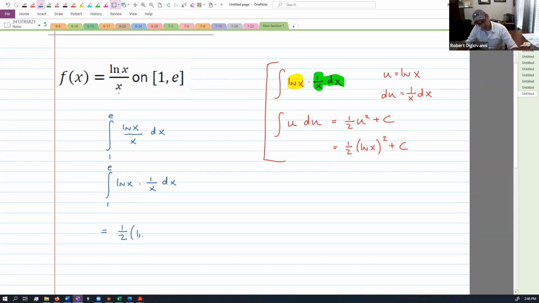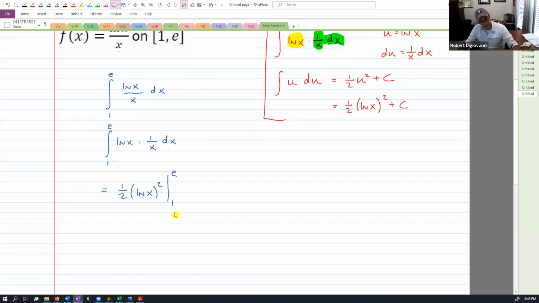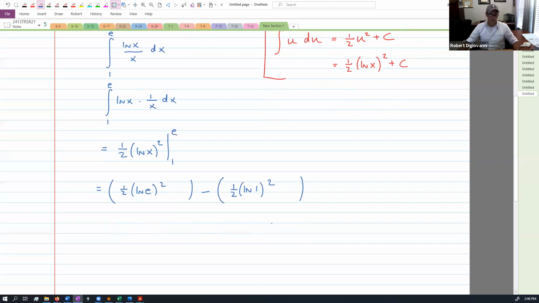So we're going to do the antiderivative here plus 0, evaluation bar 1 and e. And then we'll plug in to get our two answers. So we have to plug e in first. So 1/2 natural log of e squared, and then 1/2 natural log of 1 squared.